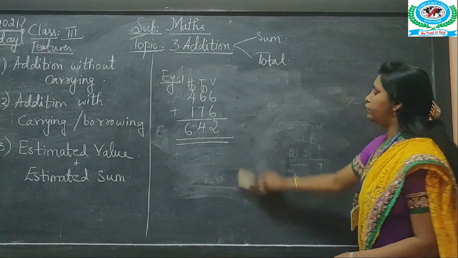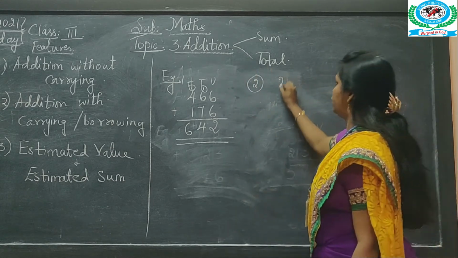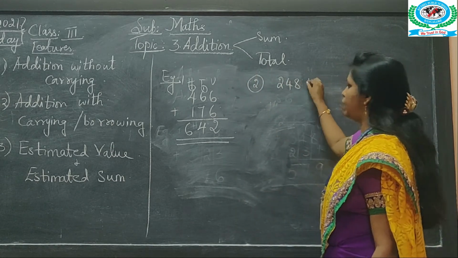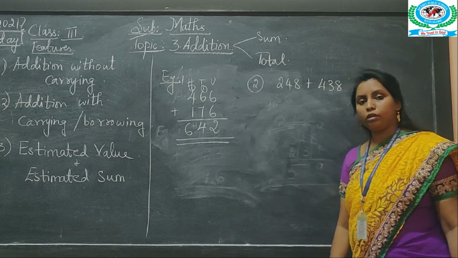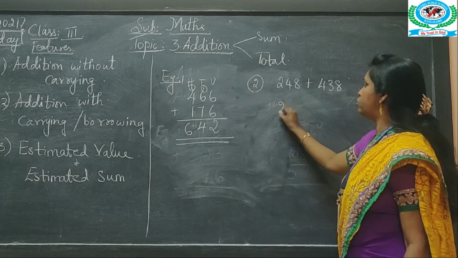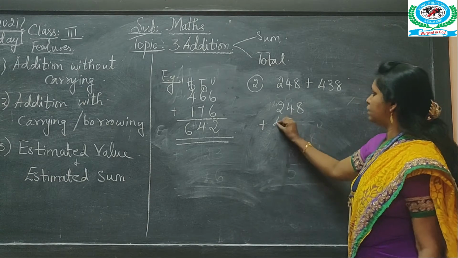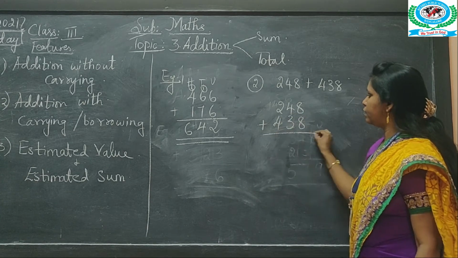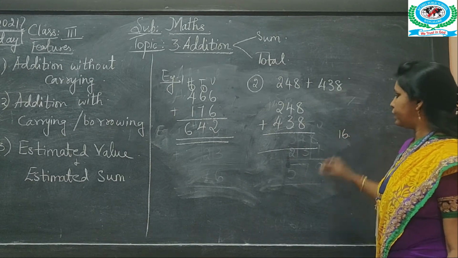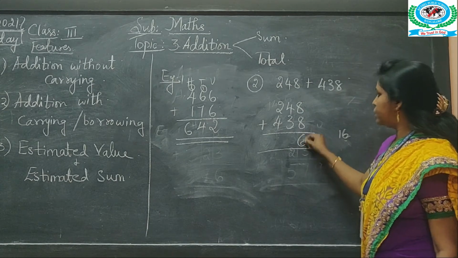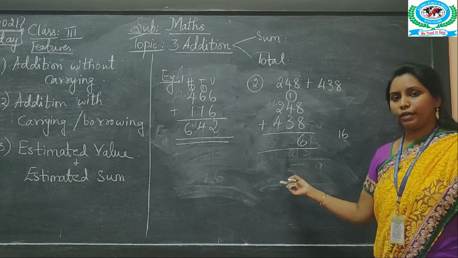Okay. So I'll give you another example, that is 248 plus 438. So again we have to arrange all the numbers in the place value chart if you want to add or subtract any numbers. 438. Now how you are going to add this? 8 plus 8 is 16 you will get. So you will write this 6 here and you will carry 1 upwards. Okay, to the next place value.